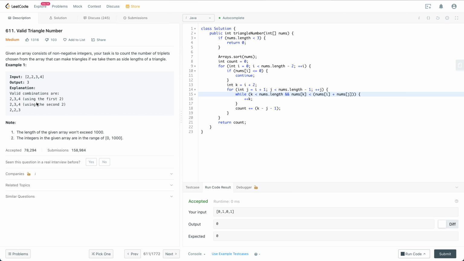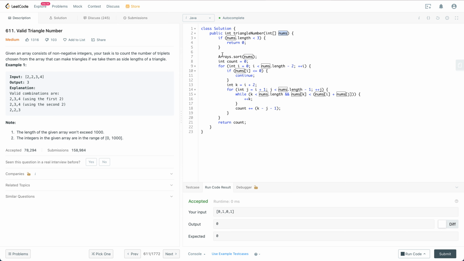There are some notes. The length of the given array won't exceed 1000, and the integers of the given array are between 0 and 1000. So it's definitely possible that we can have some zeros within the input nums, which could be some edge case. The general solution is something like this.